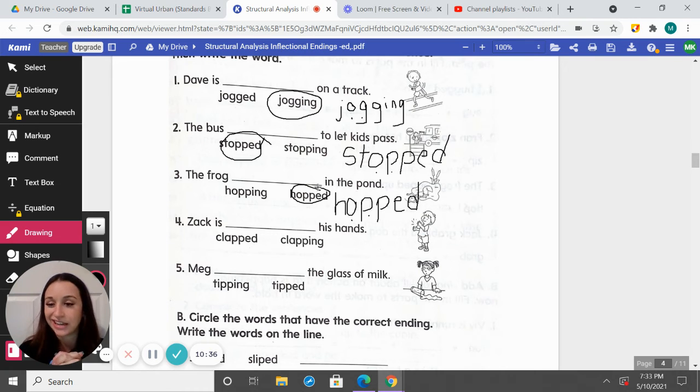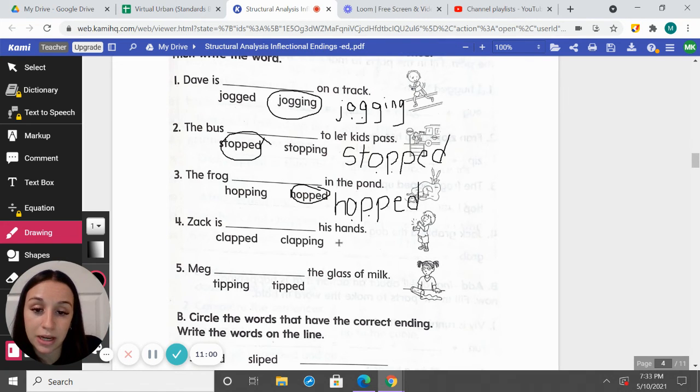All right, I know that you don't have this paper, so I want you to get out your fingers, and we're going to pretend circle our answer. So Zach is clapped his hands. Zach is clapping his hands. Go ahead, pretend circle for me. Which one do you think the answer is? Yeah, he's doing it right now. Zach's clapping. That ing tells us right now.